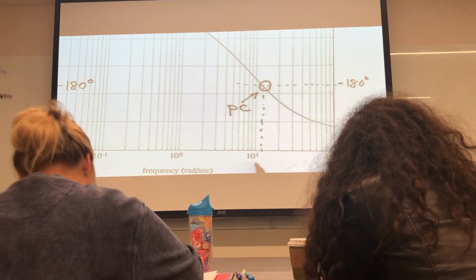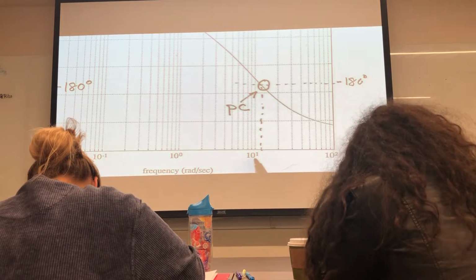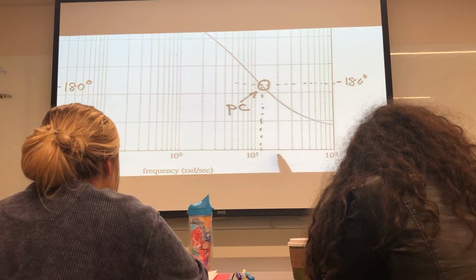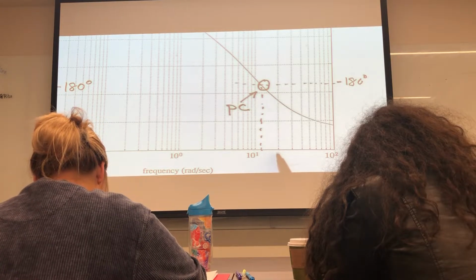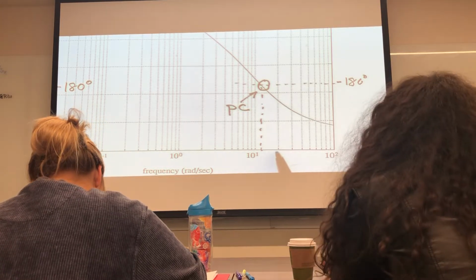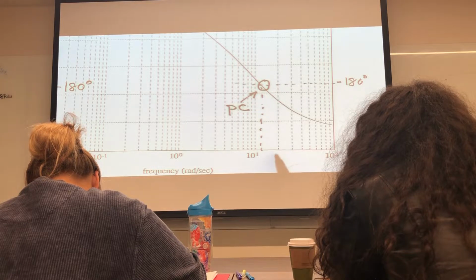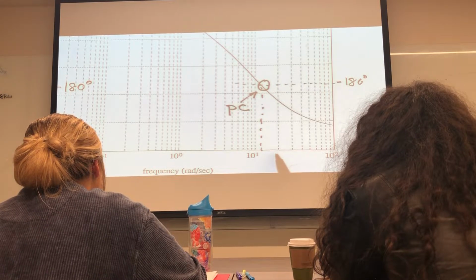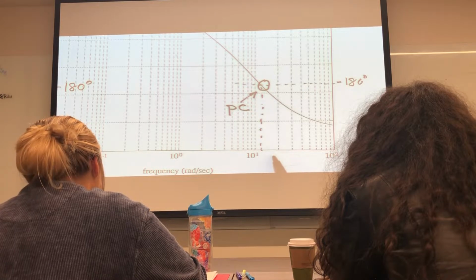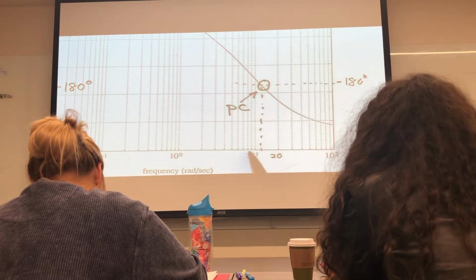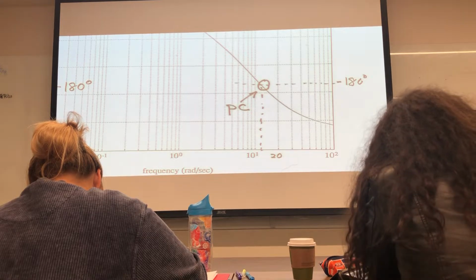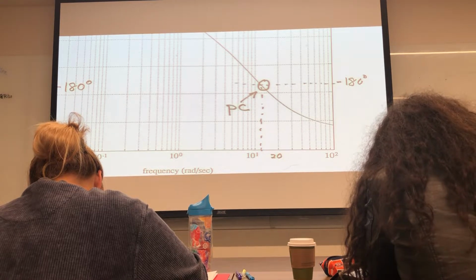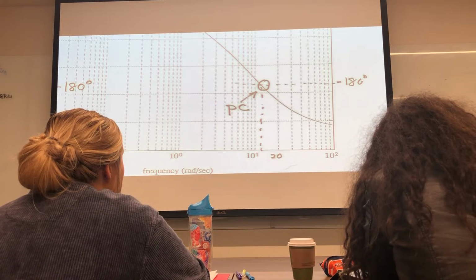Okay. 10 to the 1 is 10, right? So this must be 11, right? Wrong. This is not 11. What is this? This is 20. So again, we have to sit here and eyeball this and figure out what that might be. And of course, this is a nonlinear scale. It's a log scale.